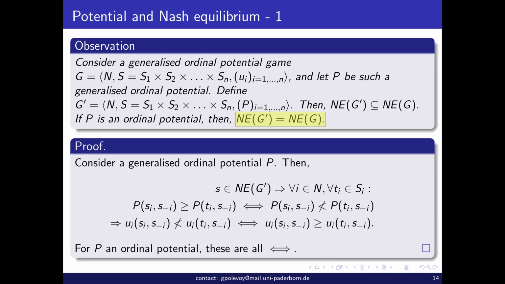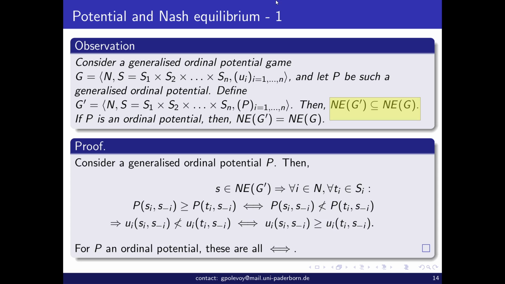So it's not even necessary to be a potential game. It's enough to be a generalized ordinal potential game. Quite a weak requirement. And already the Nash equilibria of this new game are in the Nash equilibria of the original game. In particular, we're going to see now an important implication about existence. If you know that there is an ordinal potential, again, we don't have to have a potential or a weighted potential, just an ordinal potential, a weak requirement.